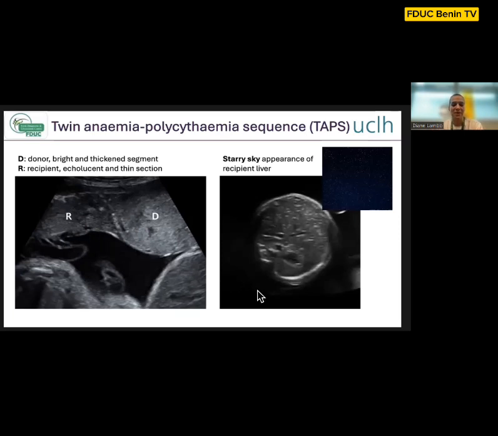The other way of being able to identify TAPS, and again, if I see this MCA discordancy, the first thing that I'm going to look at is really the liver. In the polycythemic twin, you have what we call this starry sky. So you've got all these echogenic flecks in the liver as a result of emboli from the polycythemia.